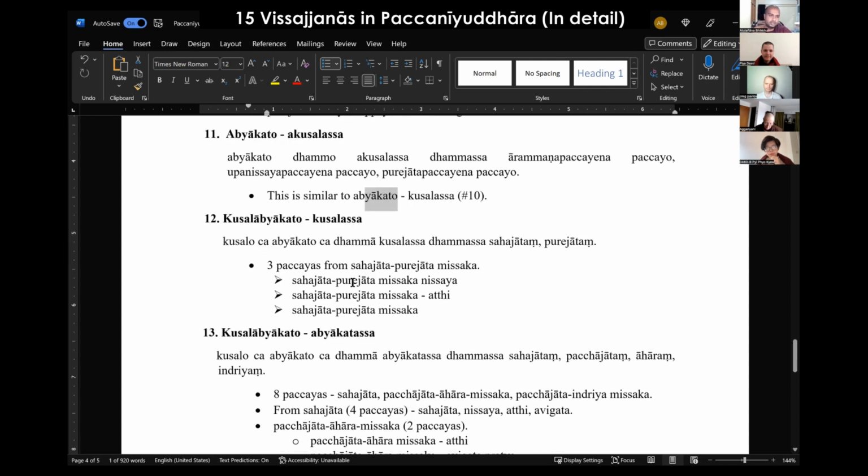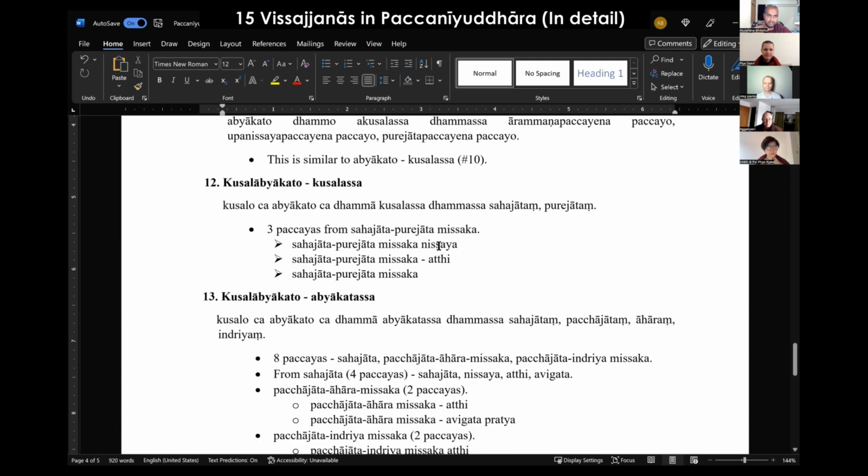Then we move into the 12th one, that is the kusala abhyakato kusalassa. It says kusalocha abhyakatocha dhamma kusalassa dhammassa, and it doesn't have the karana Pali. It says sahajātaṃ purejātaṃ. Right? This is the missaka paccayas. So this is the 3 paccayas from the sahajāta, purejāta, missaka. So from here, 3 paccayas are selected: nissaya, atti, and here it should be avigata, right? One is missing. So nissaya, atti, and navigata. So you're looking at 3 paccayas here.